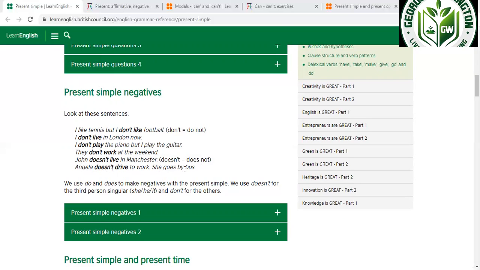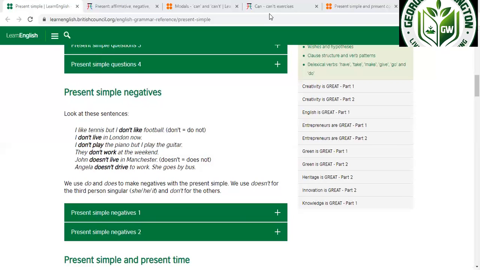She goes by bus. Here, because I'm correcting this information, I'm saying that she doesn't drive to work. And then I say she goes by bus. Then in this case, because it's the affirmative form, I'm not using the auxiliary verb. I use the verb in the third form with an S. In this case, it's go, goes, and the third person.